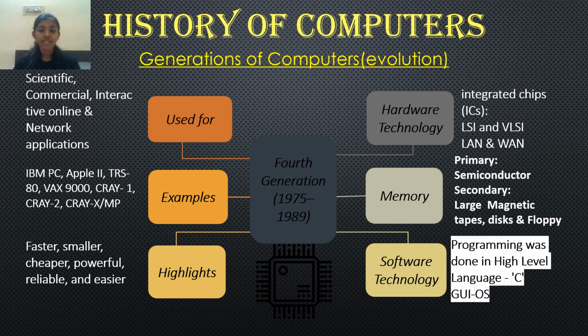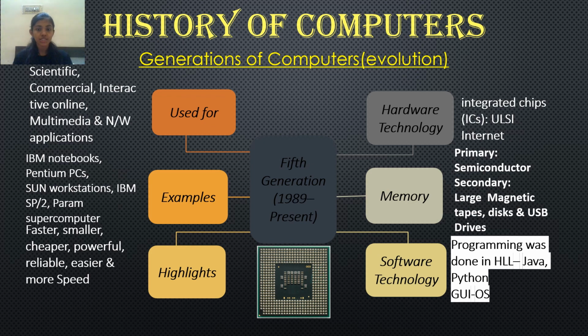Software technology, that is programming, was done in high level language, that is C, GUI, OS. The examples of fourth generation computers are IBM PC, Apple II, TRS-80, VAX 9000, Cray 1, Cray 2, Cray X-MP. The highlights of fourth generation computers are that it was faster, smaller, cheaper, powerful, reliable, and easier.